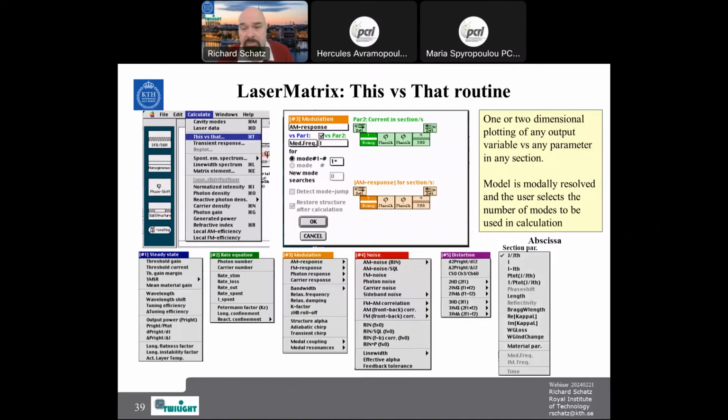And then the sweep menu can be either section parameters or material parameters. And you can have each of these things as a function of two parameters. For instance, here is the AM response as a function of modulation frequency and bias current in the section, and then you will get several curves, one curve for each bias.